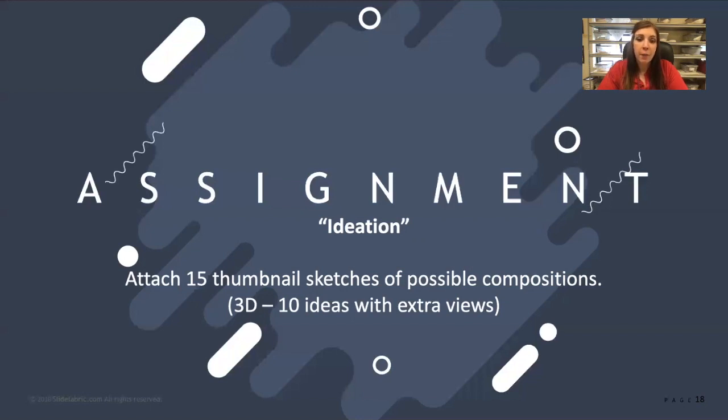If you are 3D, that means 10 different sculpture ideas with at least 5 extra views, so a total of 15 thumbnails. And remember, a thumbnail is small, so don't kill yourself trying to make 15 large drawings, just thumbnails of your kind of rough ideas.